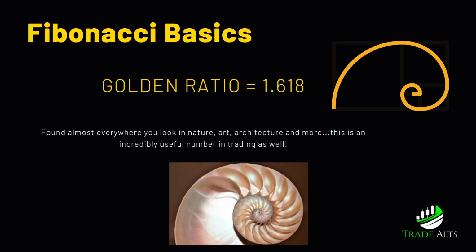Architecture, I already said that, but the way that some of the buildings are structured is just incredible. It's actually worth looking into. Obviously it's not directly related to trading, but it's just interesting to me. So anyway, that is the golden ratio, 1.618. Remember that, because it's very, very critical to Fibonacci basics.